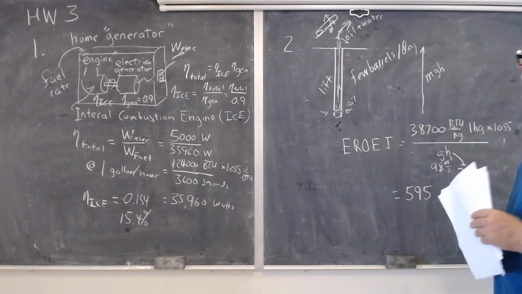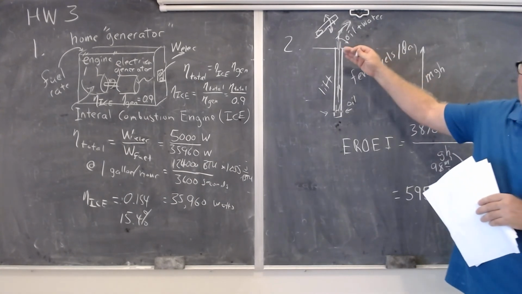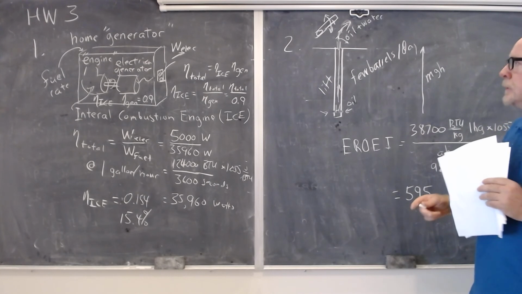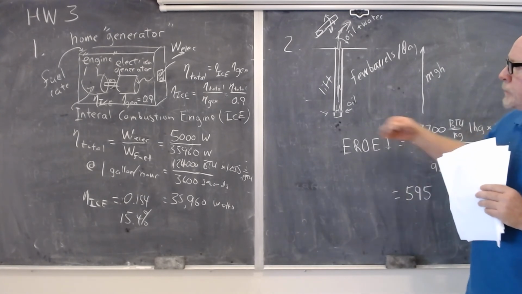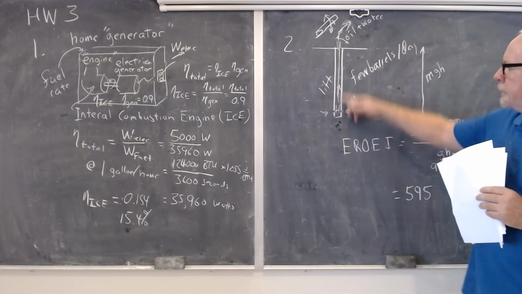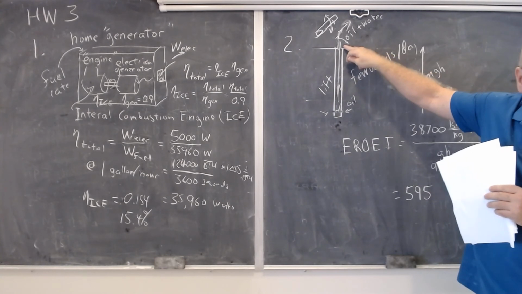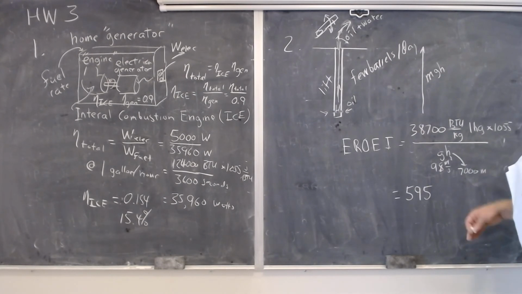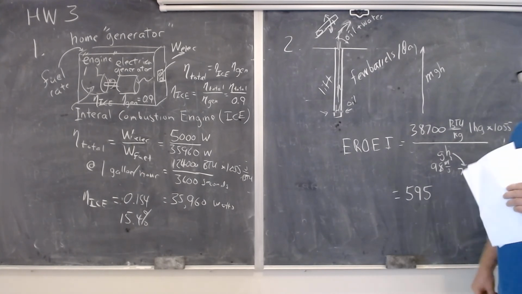So basically, if you consider that the pump has 100% efficiency, the energy required to run it is simply the lifting energy to lift the oil out of the bottom of the well. 7,000 meters is a good ways down. That ratio is 595. So on an energetic basis, yes, it's very much worth it to do this.